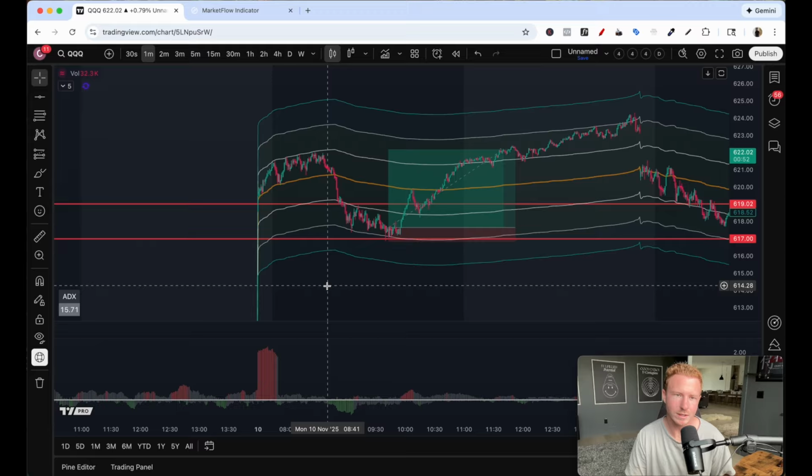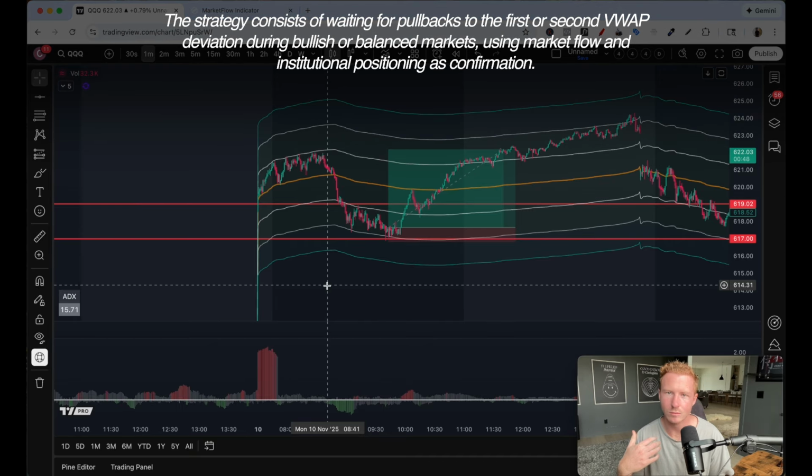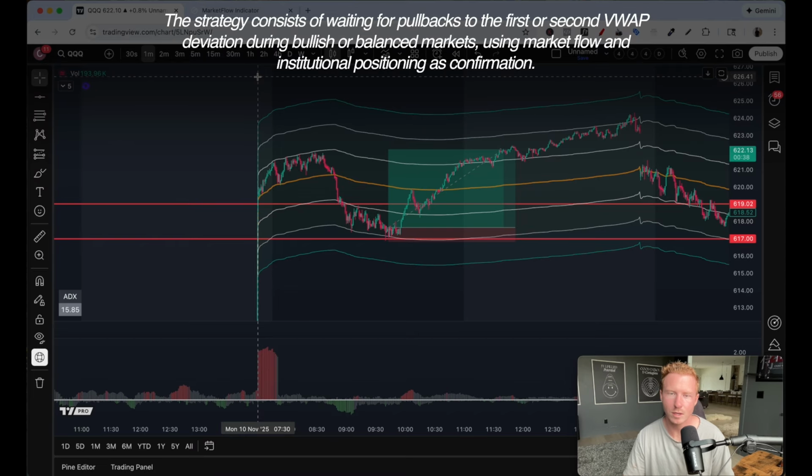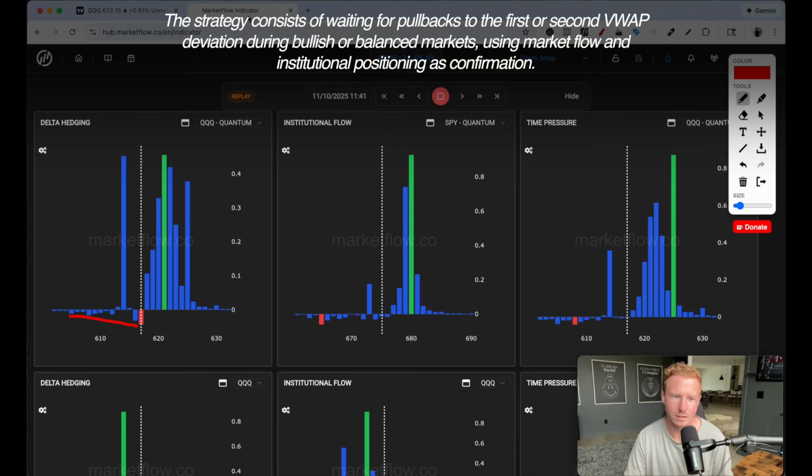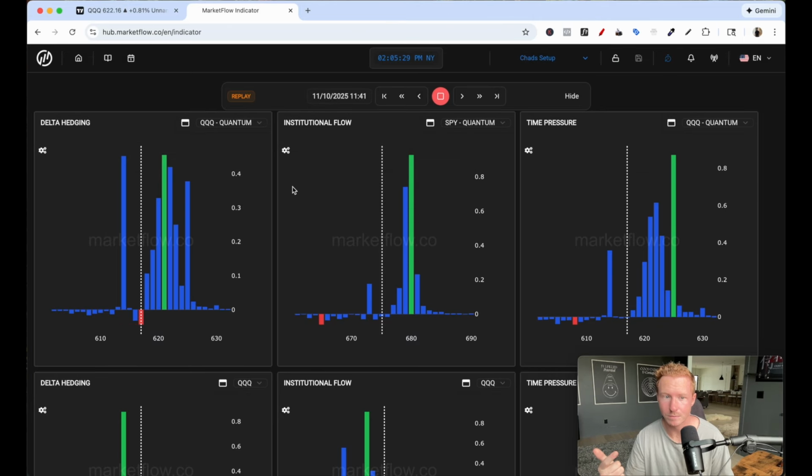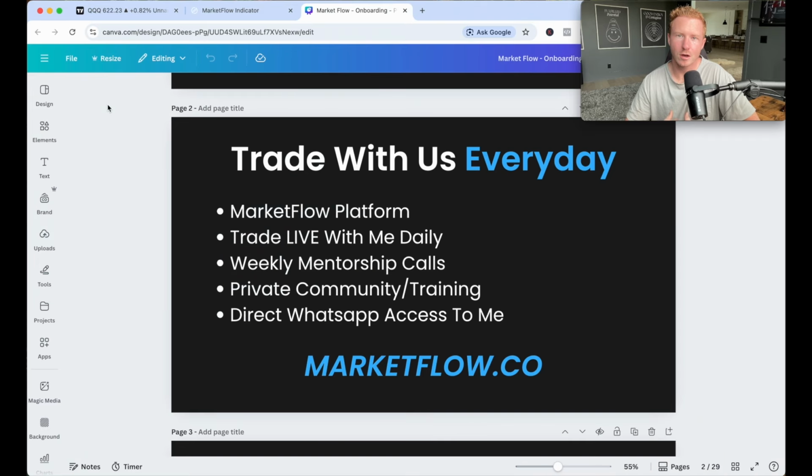So anyways, guys, that is the VWAP trading strategy. I'm looking for pullbacks on more bullish or balanced markets to those first or second deviation levels. And I do this by confirming where the institutions are positioned and looking at the flows of the market, right? And I'm seeing, is it a more balanced day? Is it a more bullish day? Good chance we're going to bounce here. We're under the VWAP. Price is undervalued, and there's a good chance we're going to pull back to that fair value price.